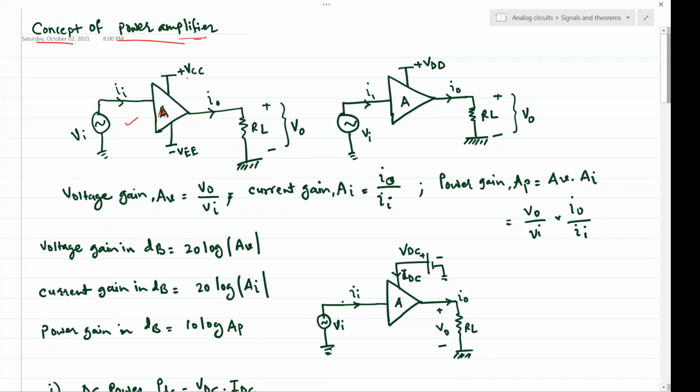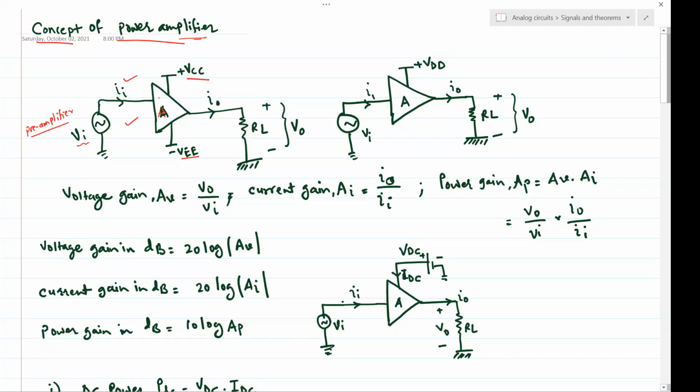So at one terminal, we connect it to plus VCC, which is the positive power supply. And another terminal of this amplifier is connected to minus VEE. So that's the sign convention for the DC power supply we use. We have this input signal, maybe it's coming from the pre-amplifier. So it's a VI, and then it sources the current I into this power amplifier.